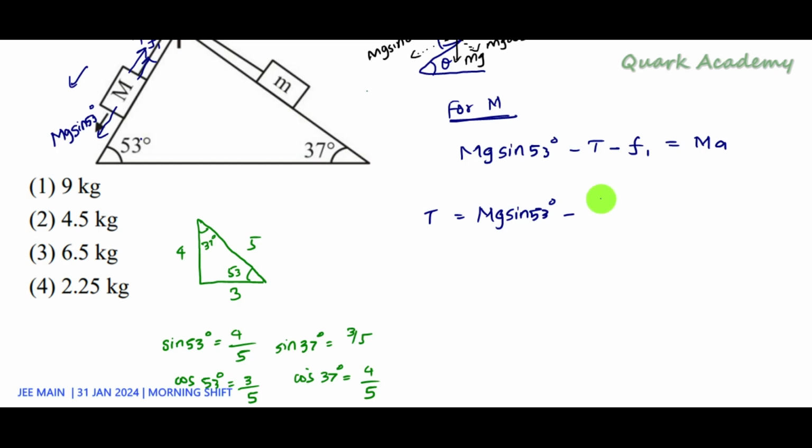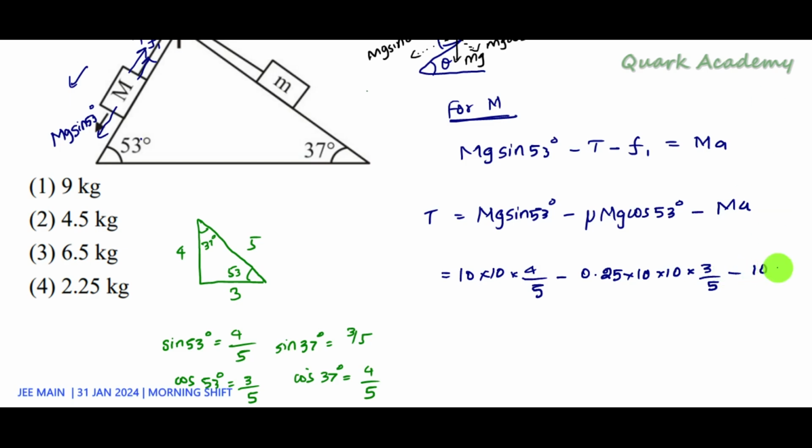Frictional force can be written as mu times N. Normal force in this case is mg cos 53 degree, and minus m times a. So let's substitute everything. M is 10, g is 10, sine 53 is 4 by 5, minus mu is 0.25, M is 10, g is 10, cos 53 is 3 by 5, minus M is 10, a is 2.